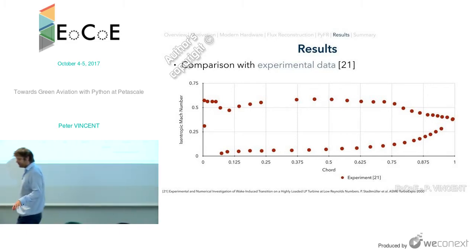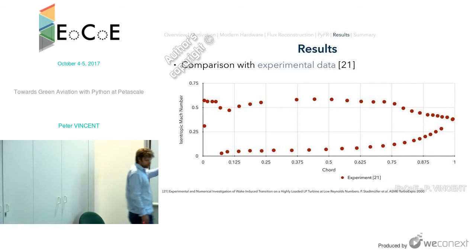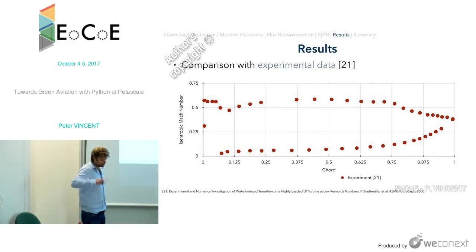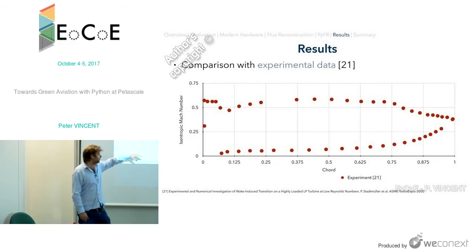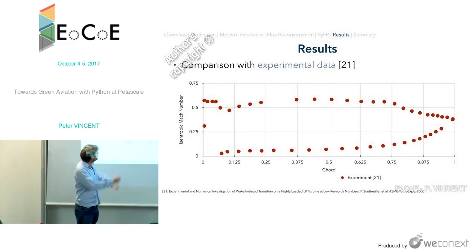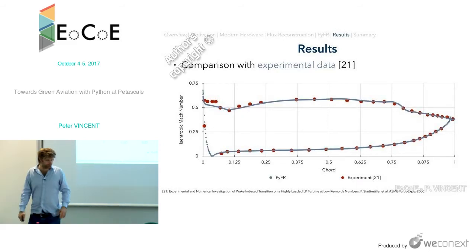What's also obviously very important is a quantification of the results. There's one such quantification here, although we're looking at doing others for another problem I'll talk about in a second. This is isentropic Mach number. And these red points are from experiments. This is basically like the pressure distribution along the front side and the back side of the blade. And this is the result from PyFR.